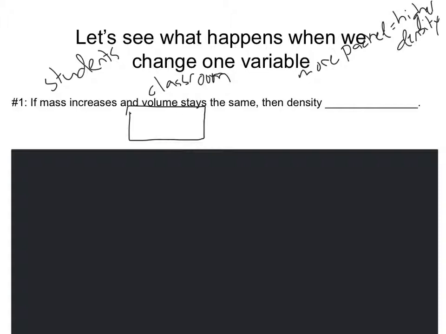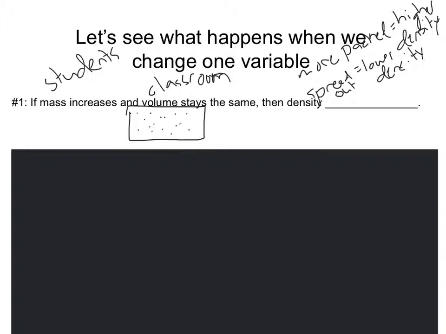And then the more spread out they are, spread out equals lower density. So, if I go through and I try this one, it says if mass increases and volume stays the same, then density. So let's pretend I have 10 students in my classroom. So now it says if my mass increases, okay, so I add more students in.